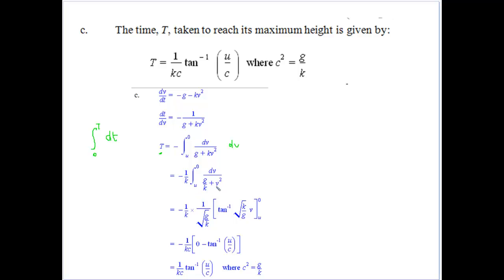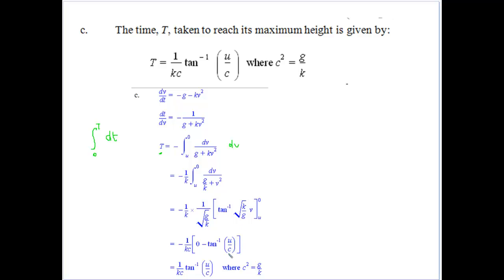v on g on k plus v squared gives us an inverse tan function. So we get the minus 1 on k there, 1 on square root of g k, and we get the inverse tan of square root of k on g times v. Between 0 and u, so we put 0 in, we put u in, and we get u on c.